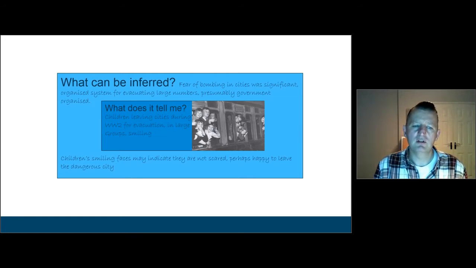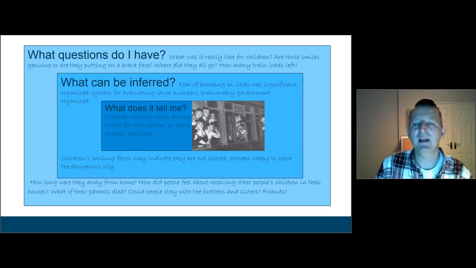I can also start to think that the children's smiling faces may indicate that they're not scared about what's happening to them. Perhaps they're happy to leave the dangerous city. So what questions do I have, having thought about these first two layers of meaning? Well, first, I need to ask myself, what was it really like for children? Are those smiles genuine, or are they putting on a brave face?